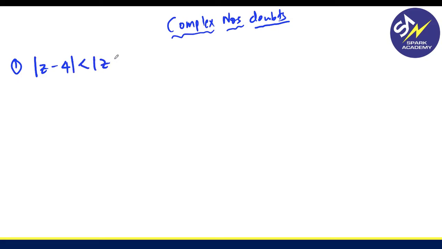So first let us discuss complex numbers doubts and previous JEE questions. The first question: mod of z minus 4 is less than mod of z minus 2, then its solution is.